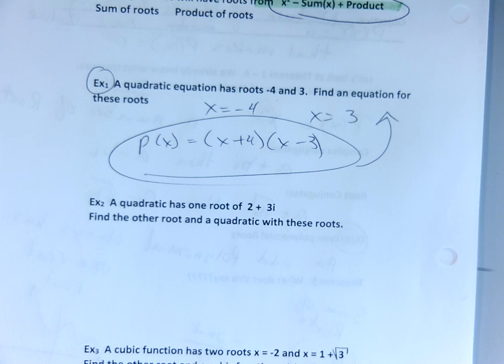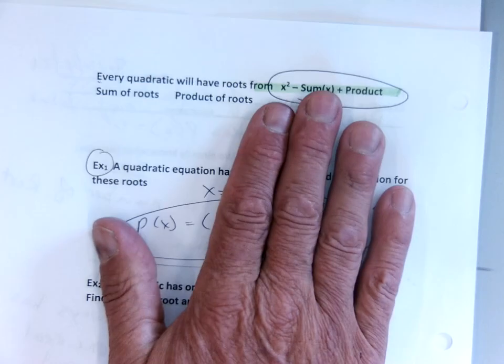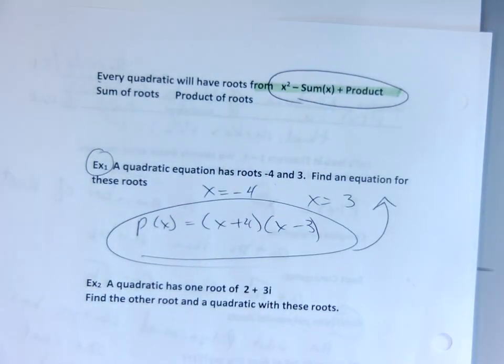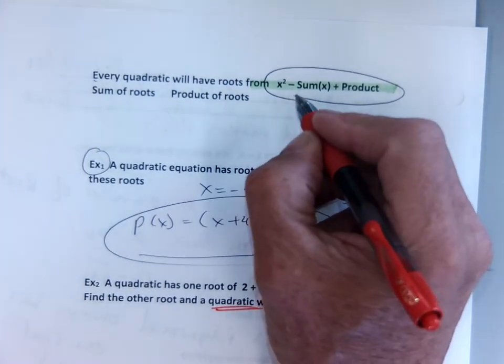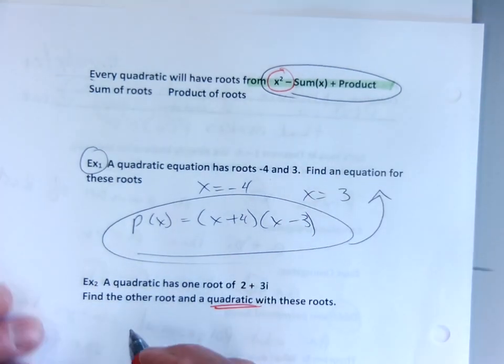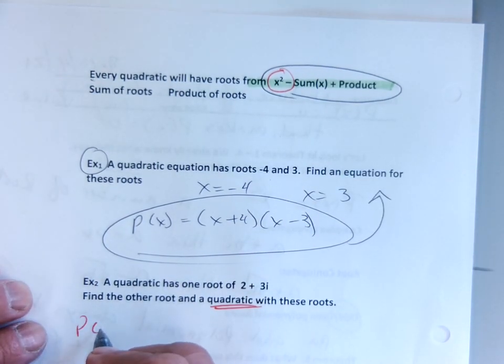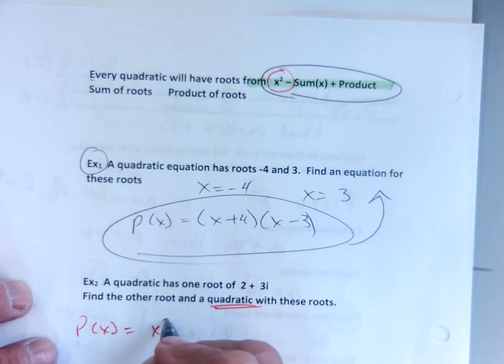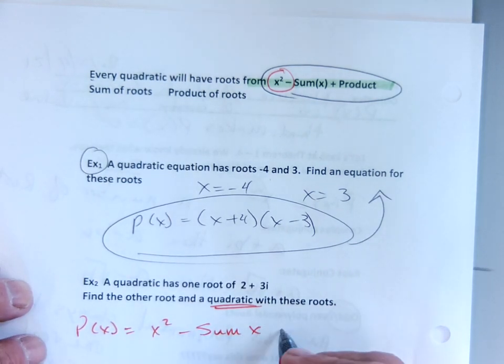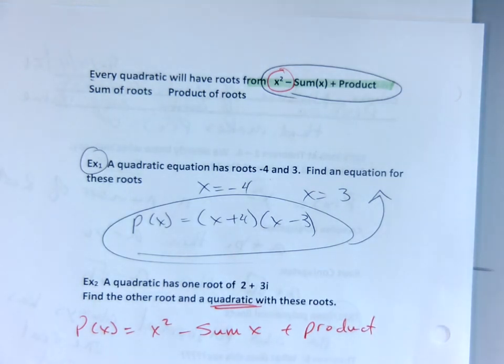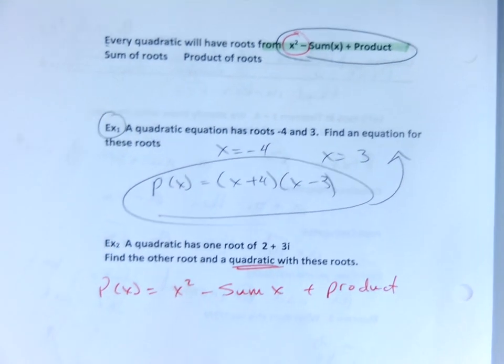So taking together what we learned about the sum and product of roots, we're going to use this formula right here. If it's a quadratic, if it's an x squared, we're going to write p of x equals x squared minus the sum times the x plus the product. Okay? We're going to use that formula.